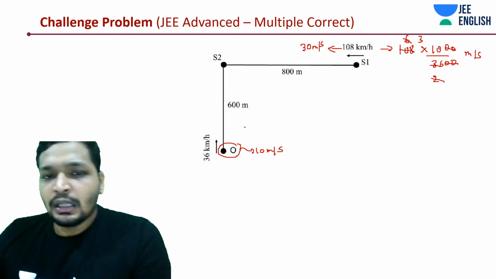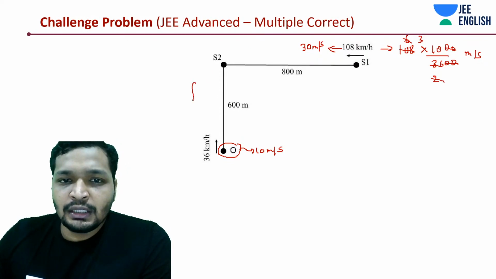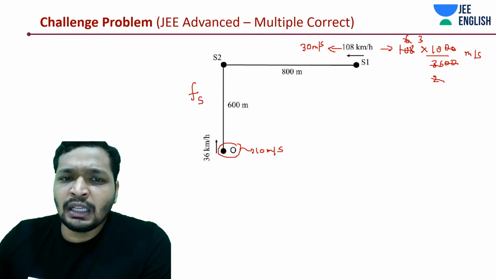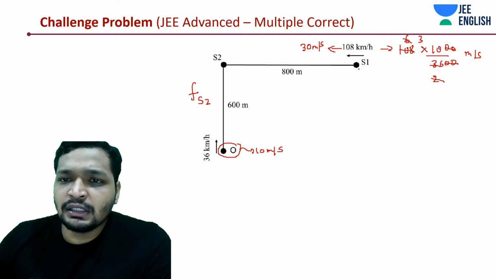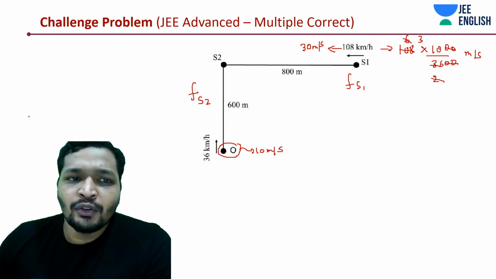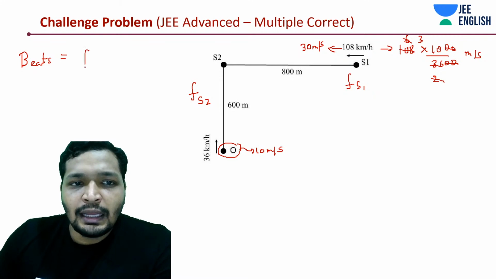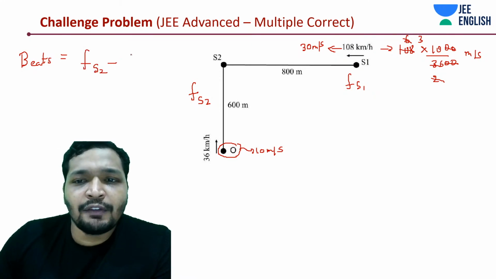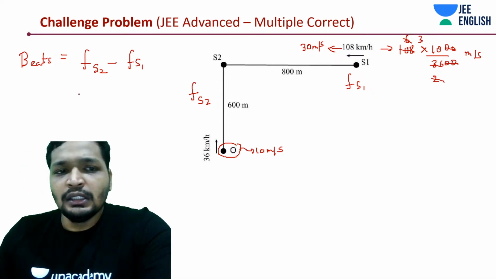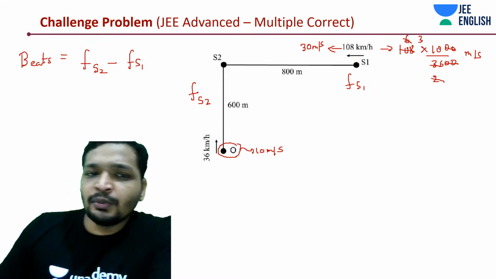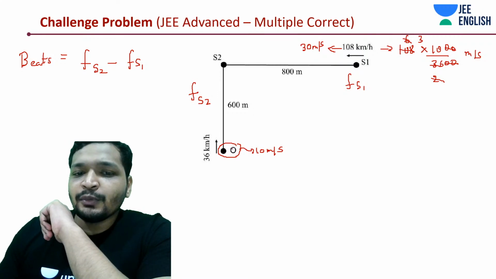Now the thing is, beats is basically, if I'm going to say this is frequency with respect to S2, and if this is frequency with respect to S1, the beats is going to be F of S2 minus F of S1. You can take a mod finally if it's negative. But let's do this question, and it's going to be super easy. And what is F of S2? It's really simple. Only this guy is moving.